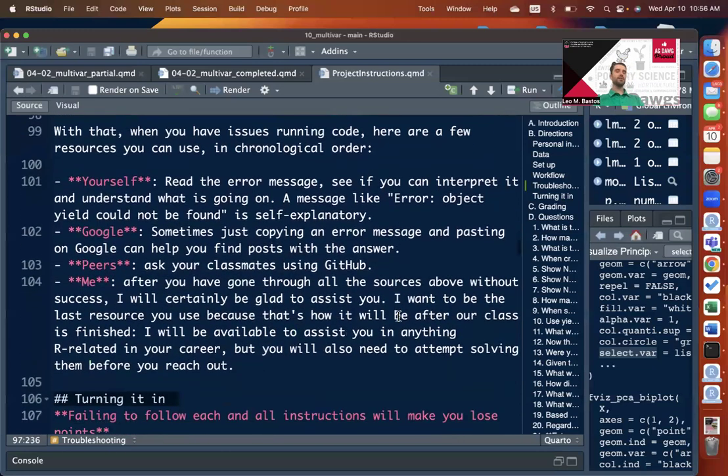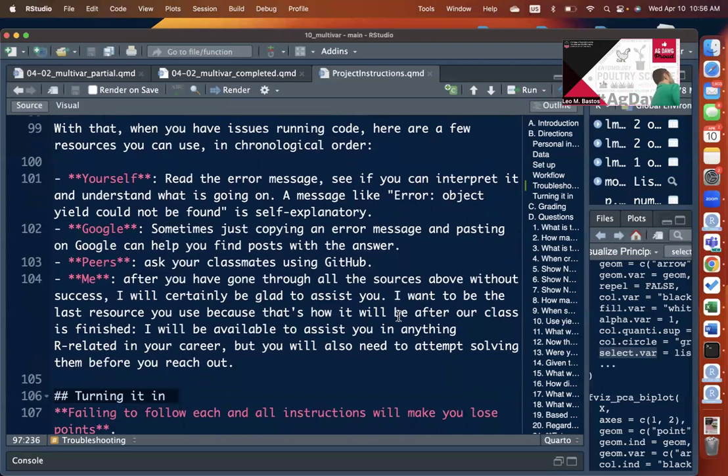Okay, so you're going to run into issues. This is just a sequence of steps that I would follow. If you have an issue, try to first figure it out yourself. Sometimes the error messages you get are informative, so make sure you read them. Just because you get a very long error message, don't just dismiss it. Try to see if there's something you can interpret from there.